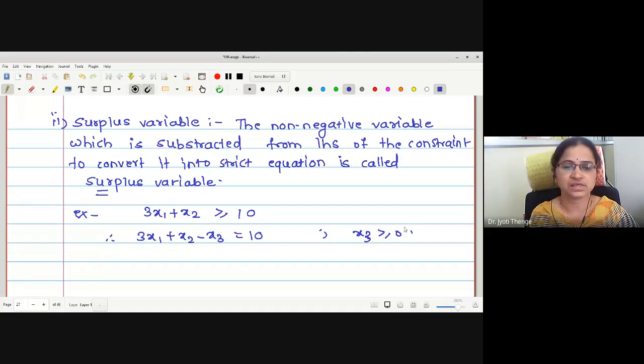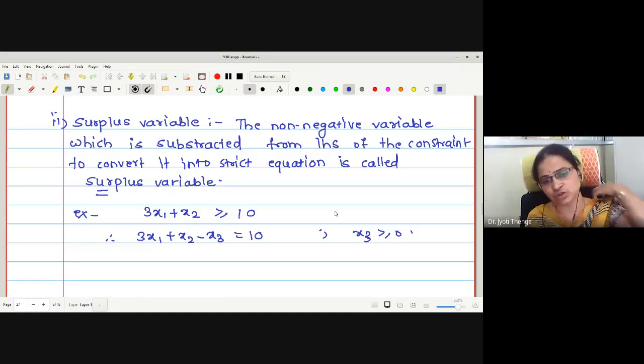Again, x3 is non-negative. What will happen if x3 is negative? If x3 is negative, minus x3 will be an addition to the left hand side. Therefore, which will not work. Therefore, x3 has to be non-negative. Therefore, these are the two variables which are helpful for us to convert the constraint inequalities to strict equations.